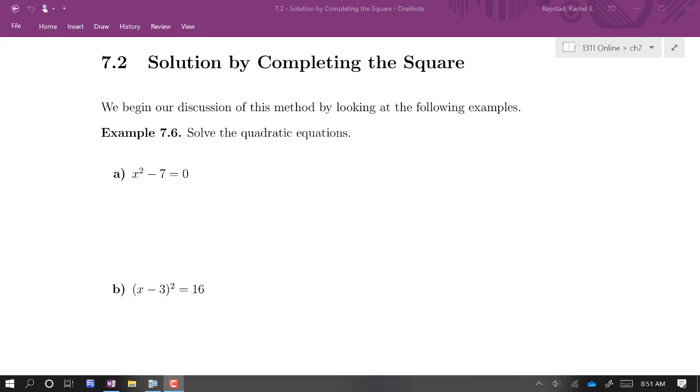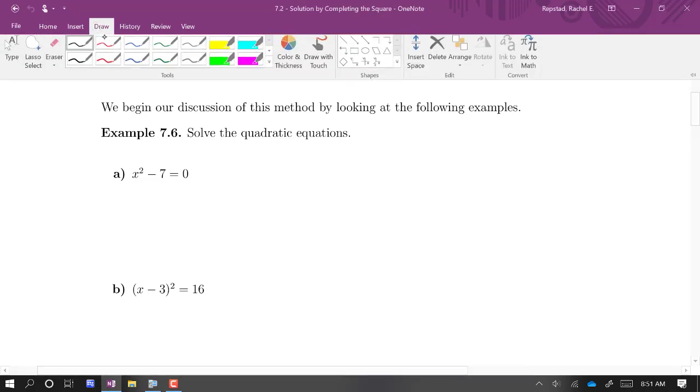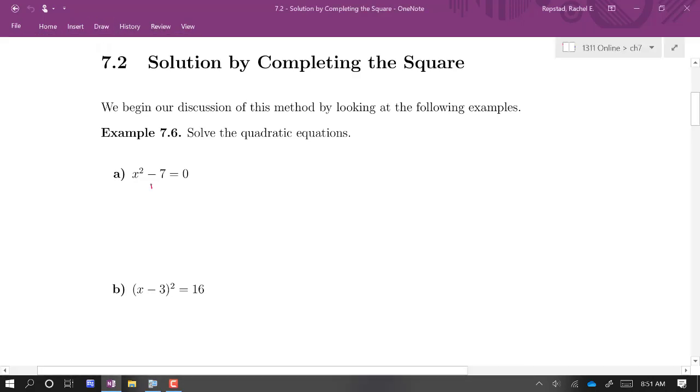Right, another technique for solving a quadratic is to complete the square. And we'll talk about what that means exactly, but first, I think it'll be helpful to look at a couple of introductory examples here. So let's say I want to solve this equation, x squared minus 7 equals 0. Because there's no x term, one way we could do it is to add 7 to both sides.